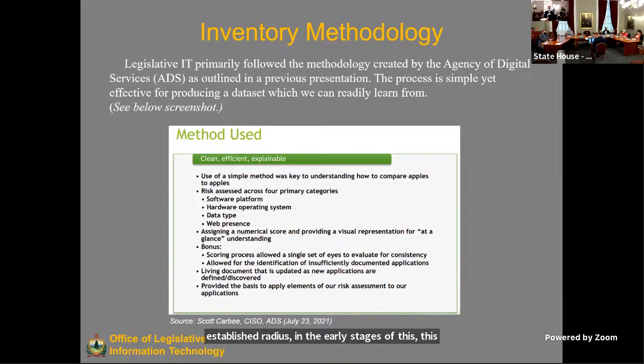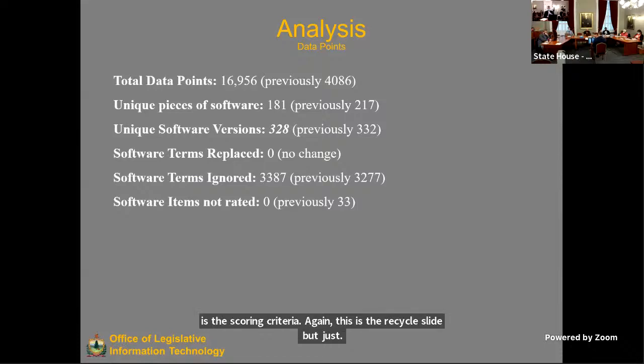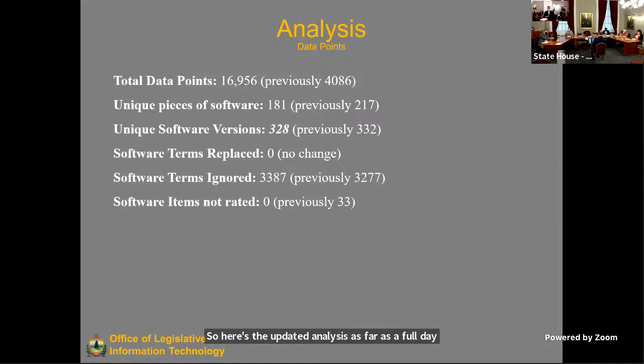Just going to skip through quickly. This is the scoring criteria. Again, this is a recycled slide, but just for information purposes. So here's the updated analysis as far as total data points. You've taken just shy of 17,000 data points into consideration at this point in our process. I would still stress that we're early on in our process to make sure we have a very clear grasp of everything and the cyber risk associated with it.